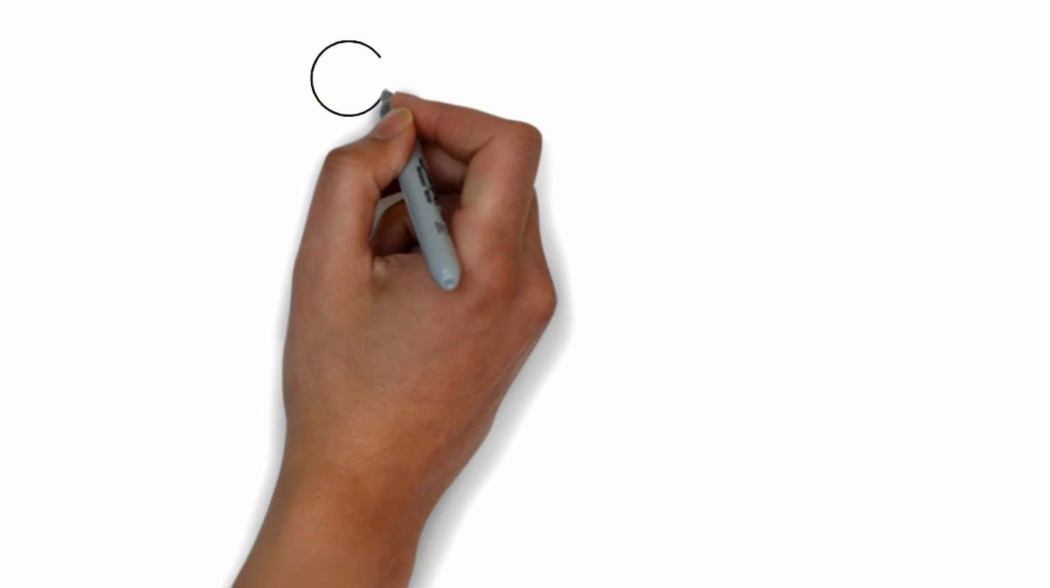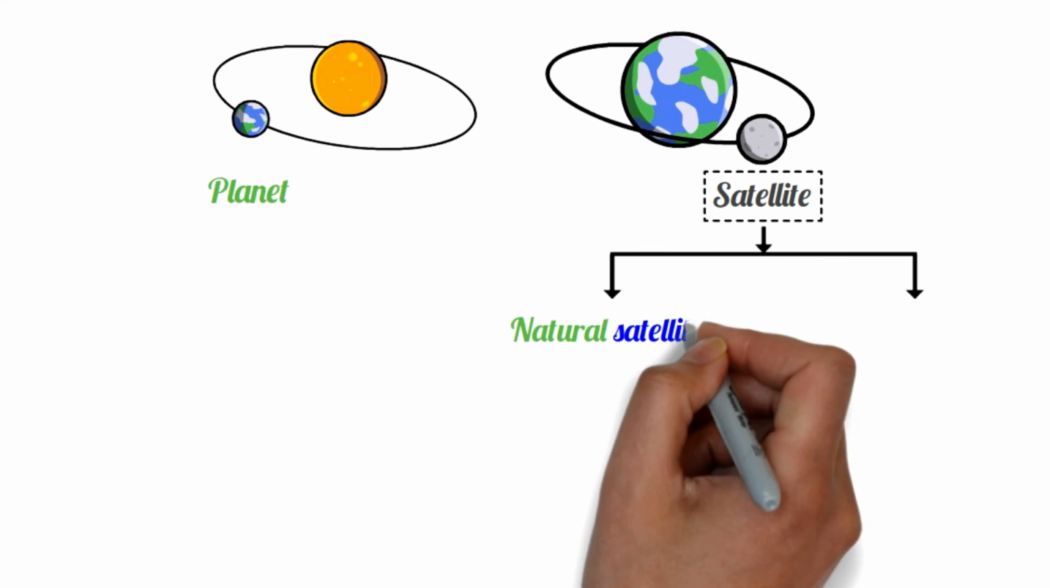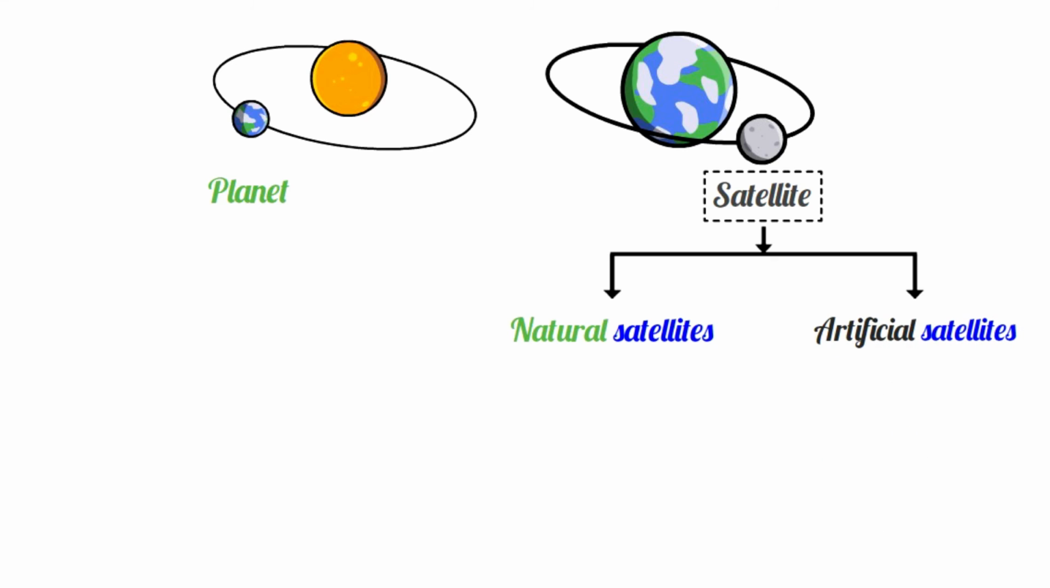In simple words, if an object in space revolves around a star, we call it a planet, and if it revolves around a planet, then we call it a satellite. When it comes to the classification of satellites, it is divided into two main categories, one is natural satellites and the other is artificial satellites.